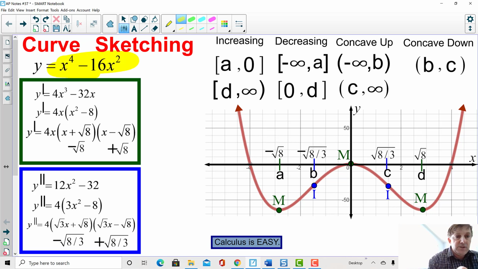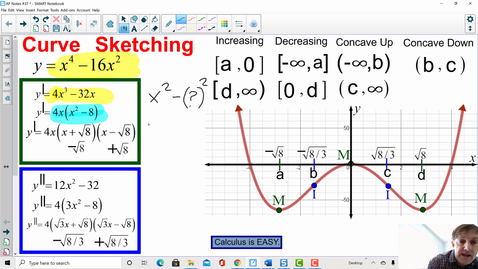Again, here's our original function. We do the first derivative, we would get this. Then we're going to want to factor it. You'll notice we have x squared minus 8. So we can actually factor that into the difference of squares. So that'd be x plus root 8 and x minus root 8. And that's because we want it to be x squared minus something squared.